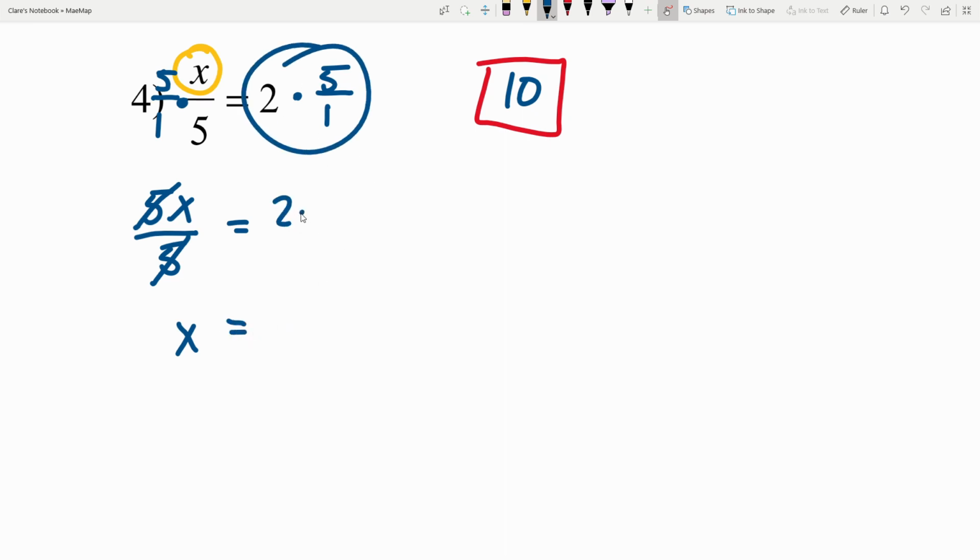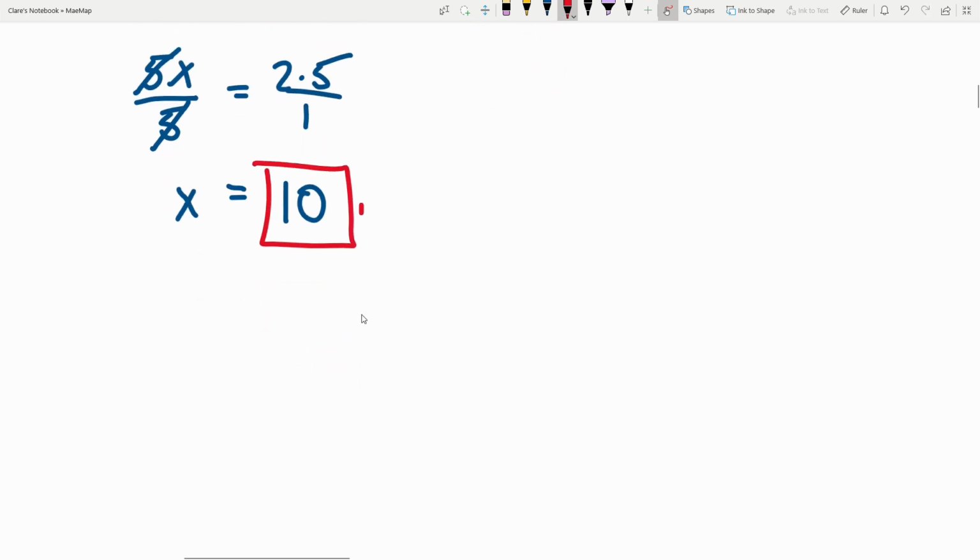So we have 2 times 5 over 1. 2 times 5 is 10, and 10 over 1 is equal to 10, because 2 times 5 is 10, and 10 divided by 1 is 10. So x equals 10 is our solution in number 4.